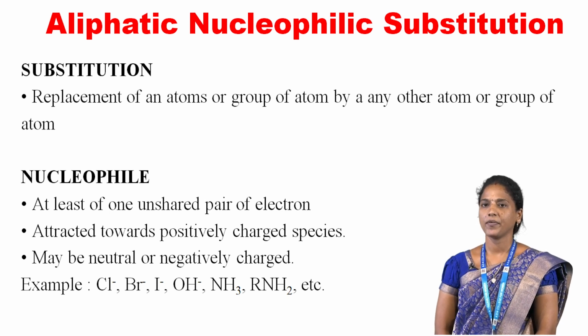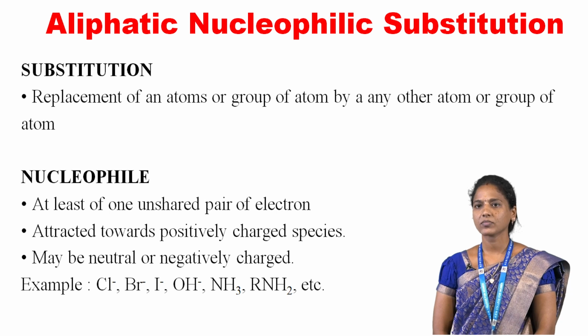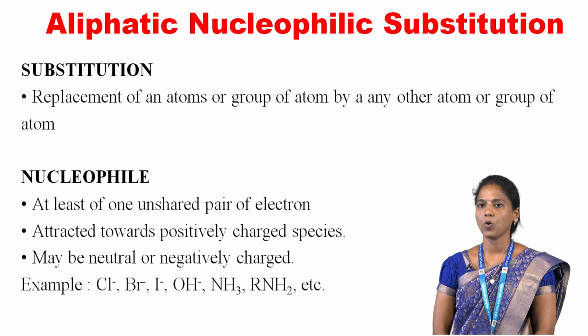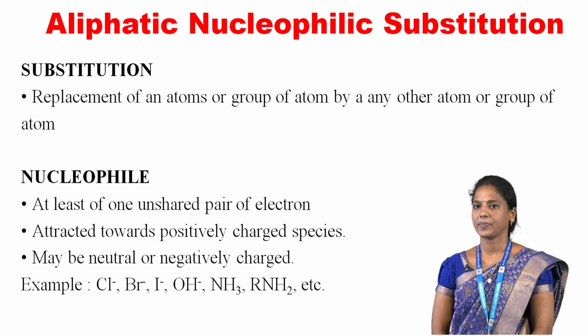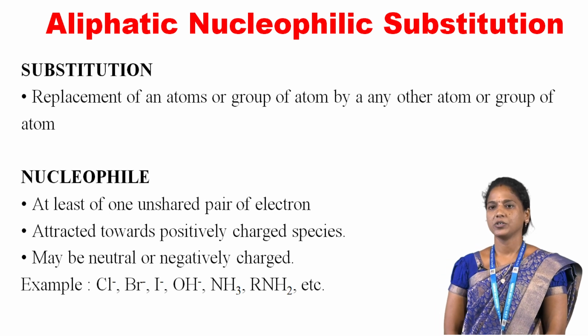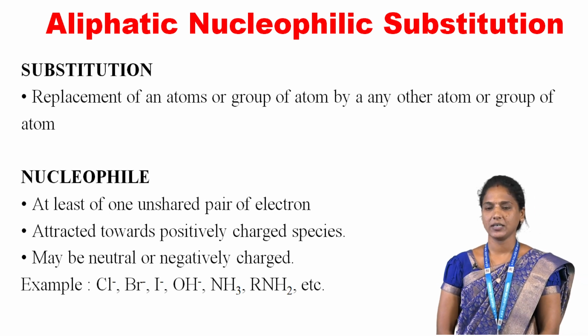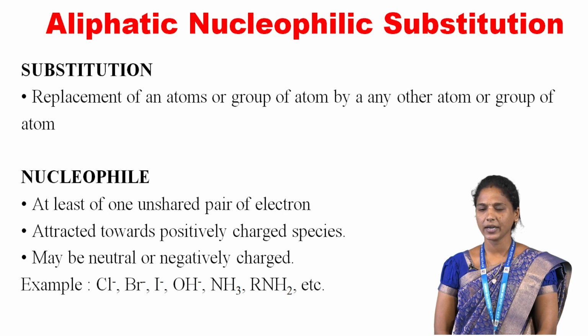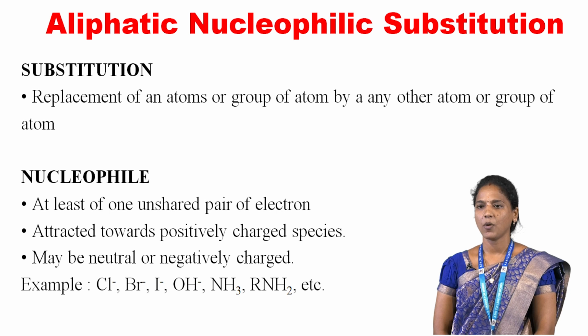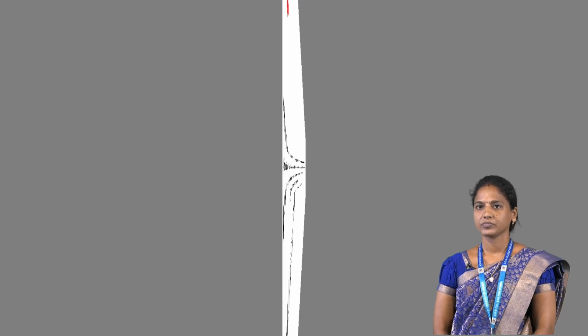What is a nucleophile? A reactant that provides a pair of electrons to form a covalent bond. At least one unshared pair of electrons is present, and it is a Lewis base, attracted towards positively charged species. It may be neutral or negatively charged. Examples are chlorine, bromine, iodine, cyanide, hydroxide, ammonia, primary amine, water molecule, and so on.